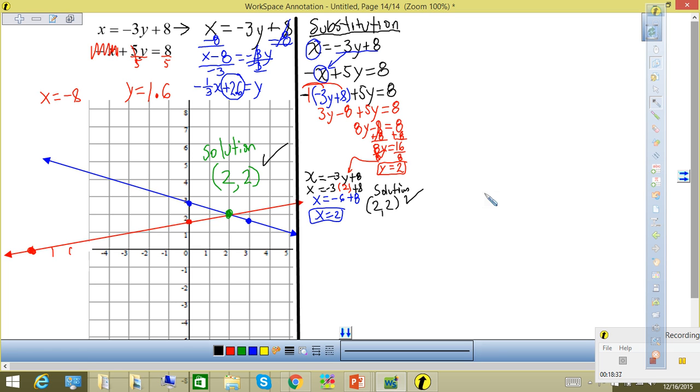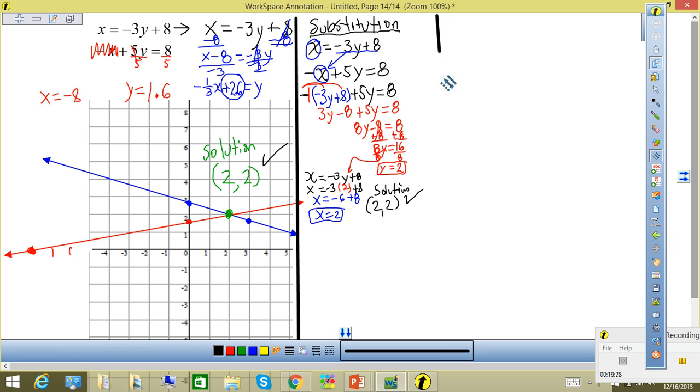Okay. Let's see. Elaborate for us, please. Chris B. Do we have to check? No? Why? So you're saying no because since the solution here is 2, 2 and over here the same, we pretty much are checking already with a different method. Is that correct? Does everybody understand that? All right. Let's move on to the third method.